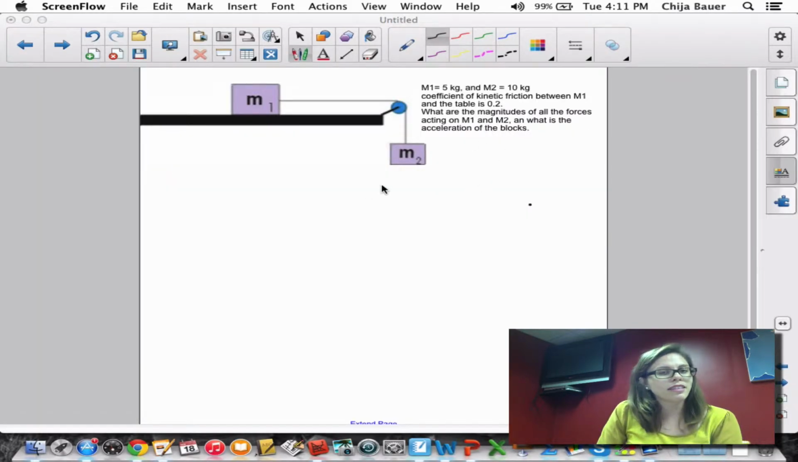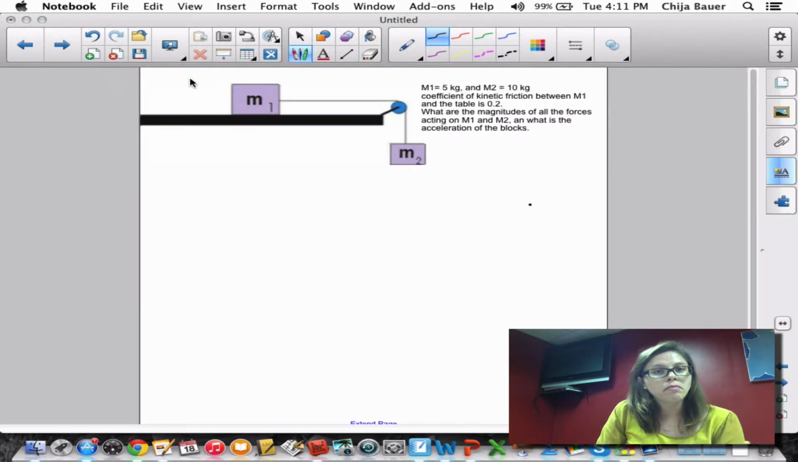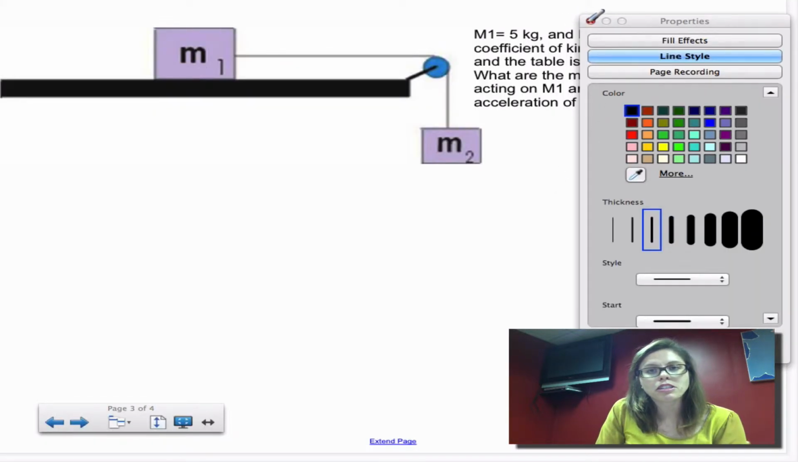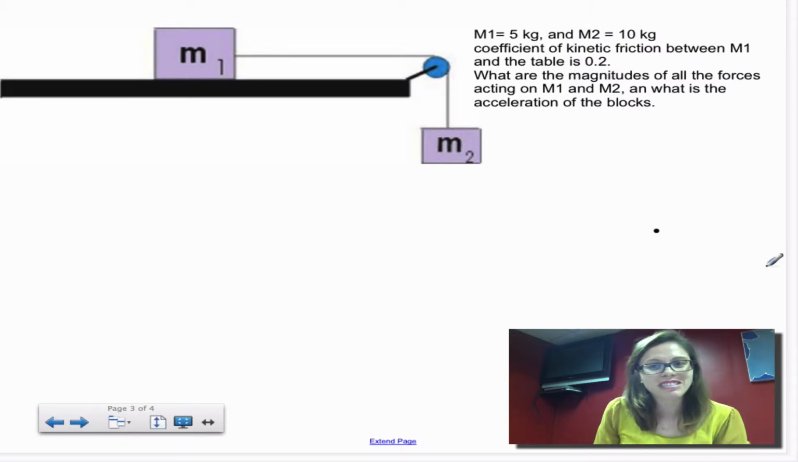So, since this is a force problem, what do you suppose the first thing that we should do is? You're right, we gotta draw free body diagrams. Okay, so we'll draw one for mass 1, we'll draw one for mass 2.